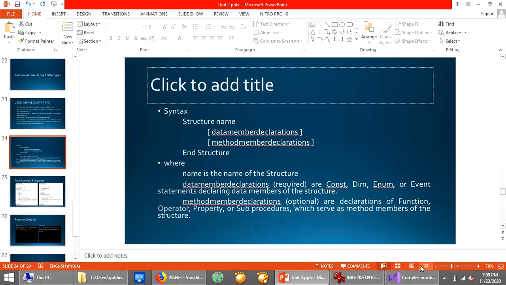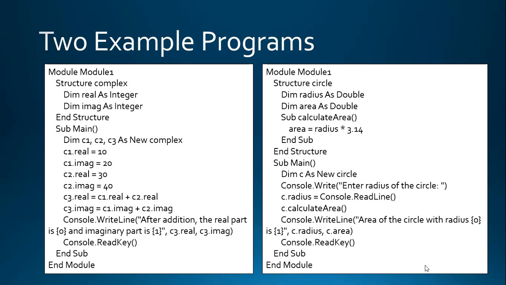Now let's look at the second program. In the second program we have a structure named Circle. For a circle, you know that a circle has a radius, so its data member is the radius and another data member is its area. In this case we have a subprocedure. The name of this subroutine is Sub CalculateArea.